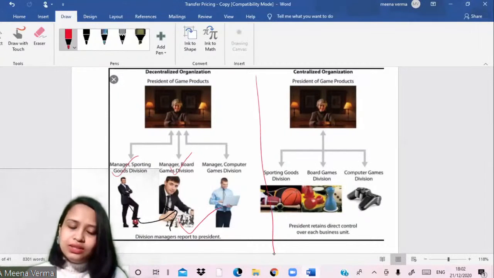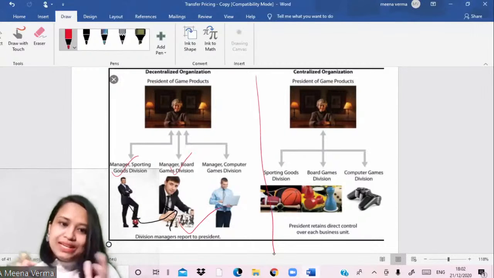Their performance measurement is done by the performance of their own division. So every manager wants to improve the performance of their own division. But yes, now the topic is goal congruence.